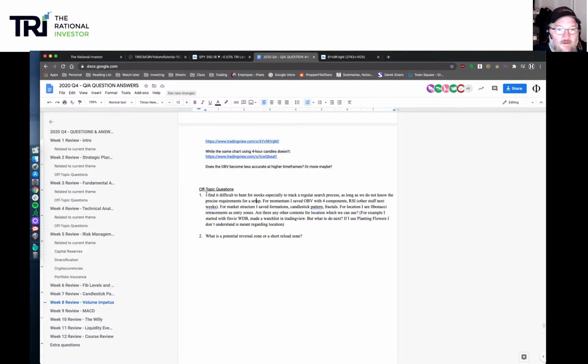Off topic, I find it difficult to hunt for stocks, especially to track a regular search process, as long as we do not know the precise requirements for a setup. Well, that's true, I can understand that. For momentum, I saved WV with 4 components, RSI, the other stuff next week's. For market structure, I saved formations, candlesticks, patterns. For location, I see Fibonacci retracements. Are there any other contents for locations that we use?